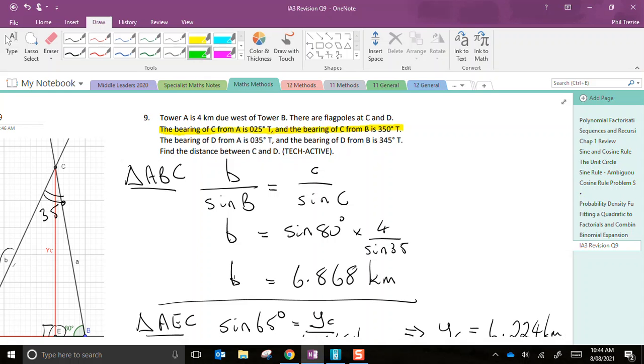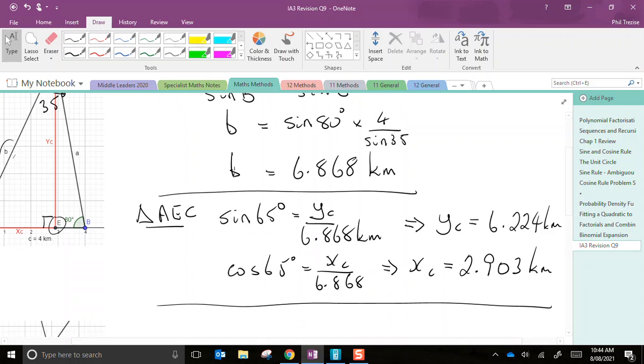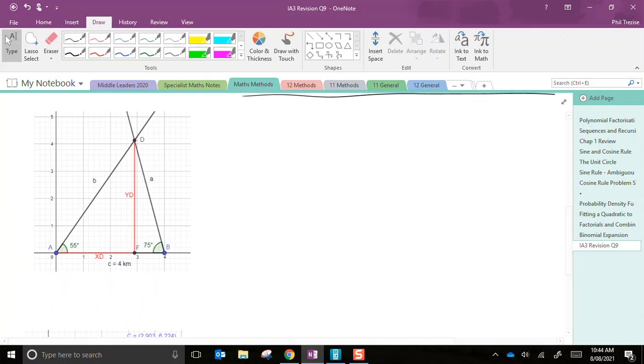Then I have a different clue about a different tower D, which has also been given locations compared to point A and point B. This time it's 35 degrees true from A, and it's 345 degrees true from B. So this needs a fresh diagram. It'd be too messy. This one was 45 degrees here, leaving 55, and this one was 345 degrees true, meaning 75. So this new point D, so A and B are the same, 4 kilometres apart.